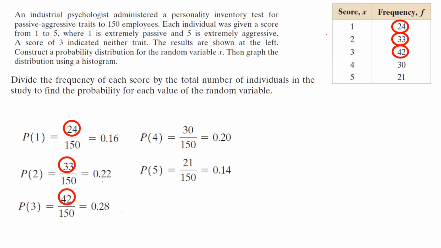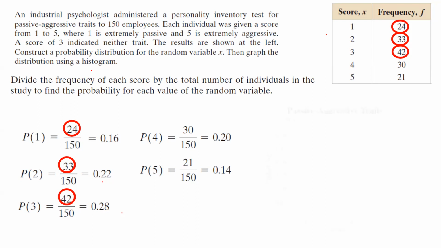The probability of 5 is 21 over 150 or 14%. So these are the probabilities for each one of these scores. If you add these probabilities together, it adds to 100% or 1. The question also says, hey, graph this, use a histogram.